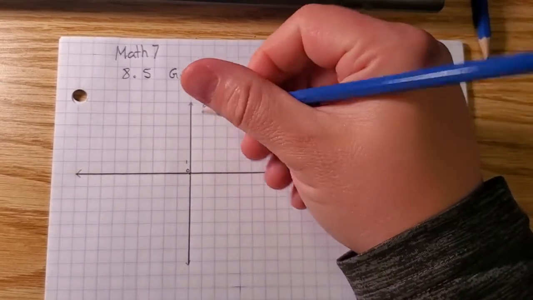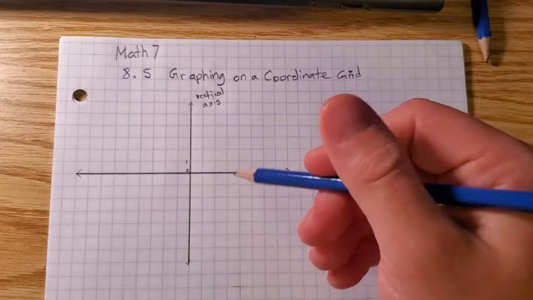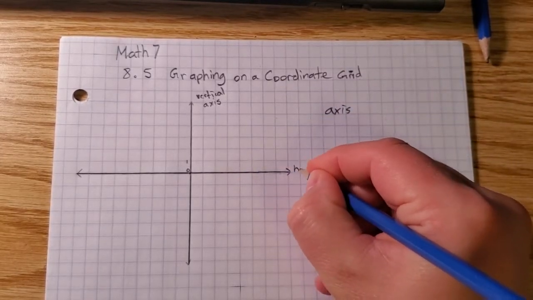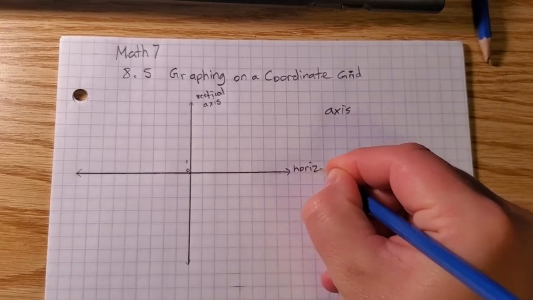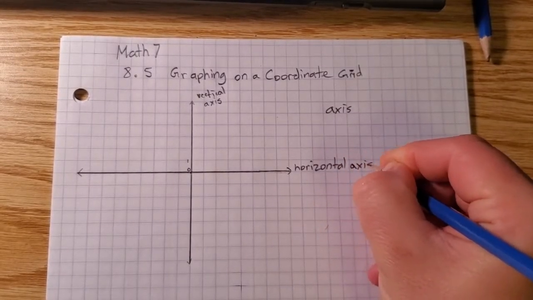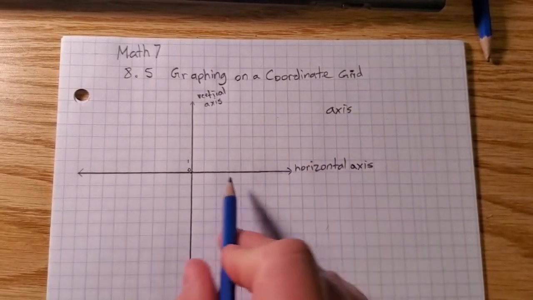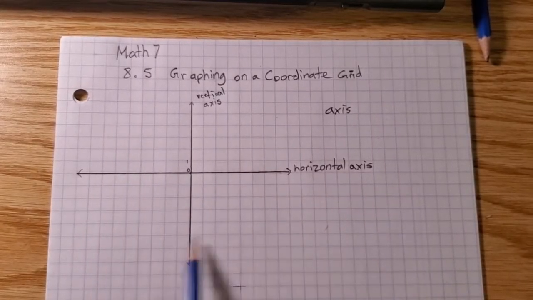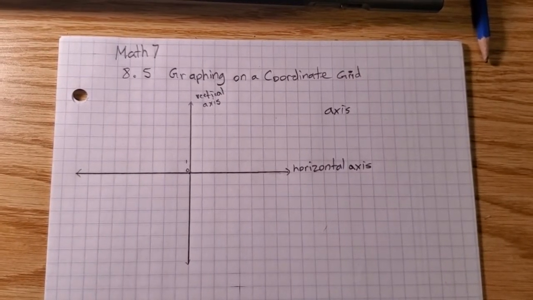So vertical, your vertical jump is like how high you can jump. And then you have your horizontal axis. You'll need to know those two words. It's like the horizon, right? Where the sky meets the land.